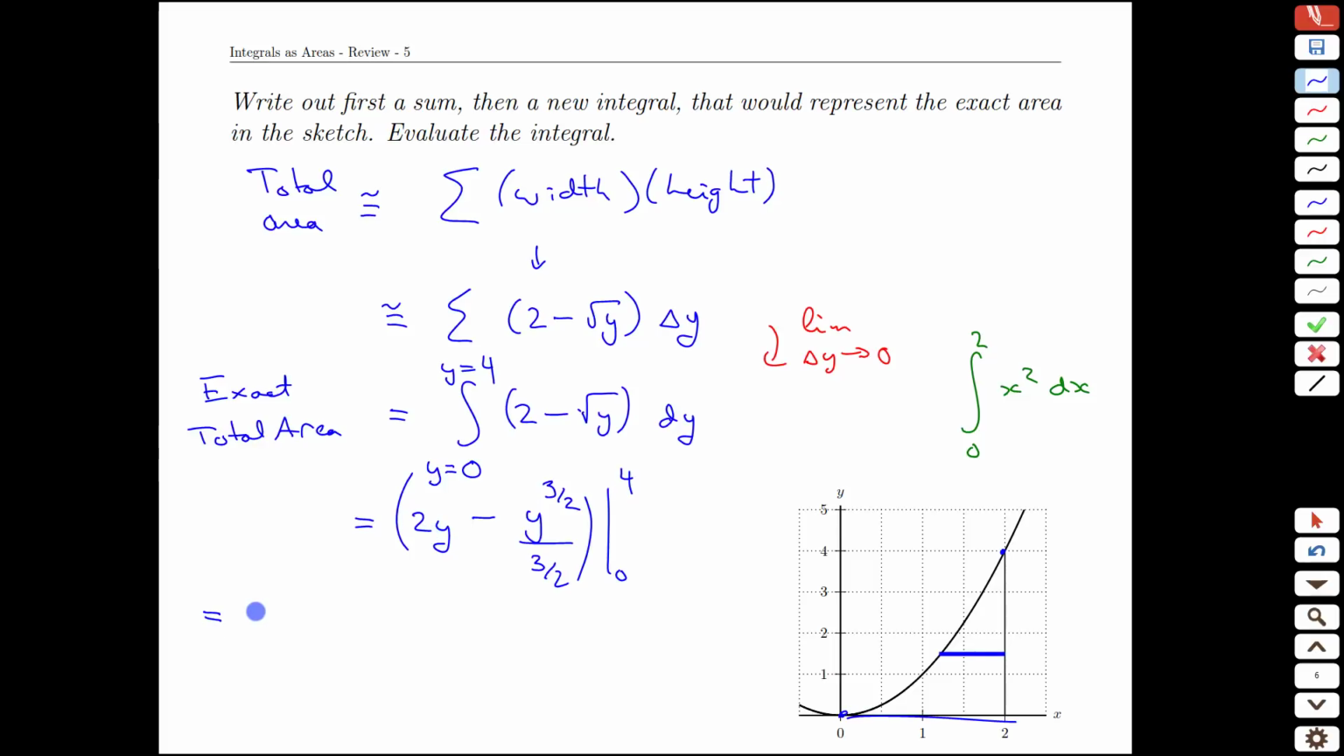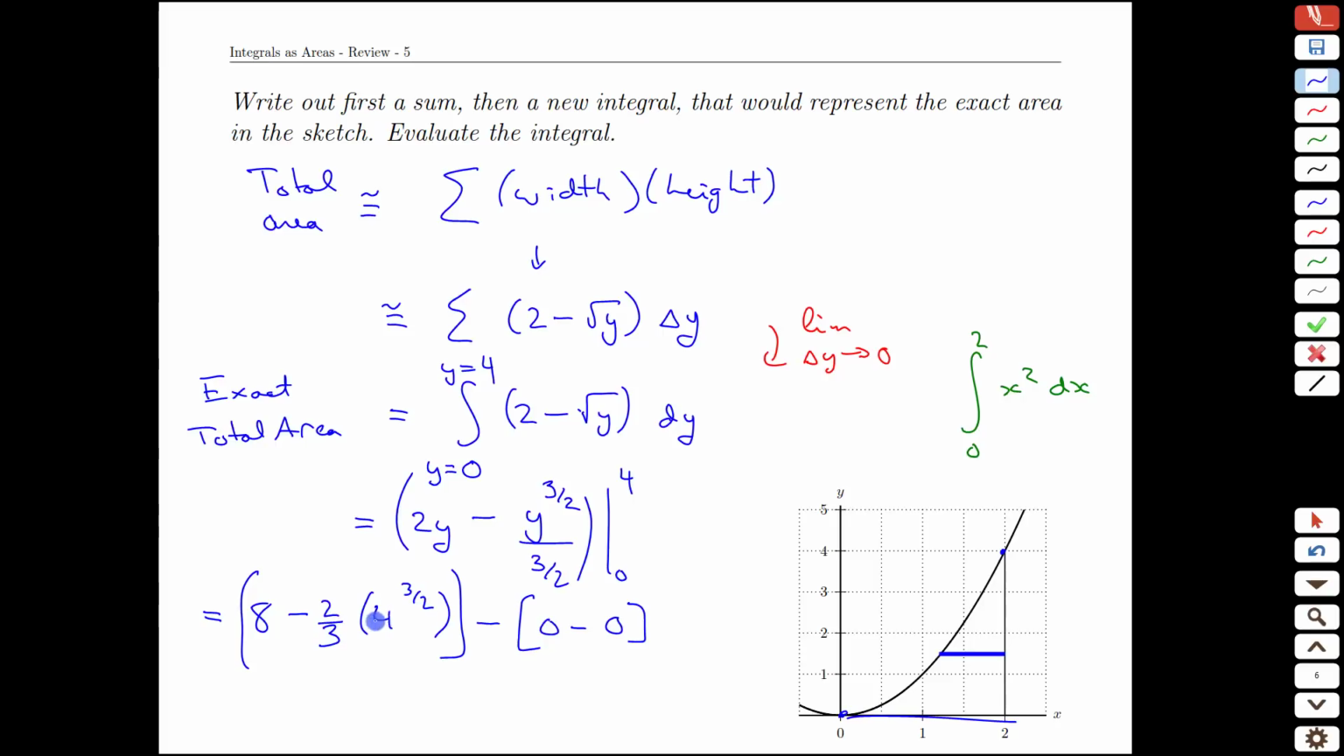We then plug in the values. We're going to have 2 times 4 is 8. And the 3/2 becomes a 2/3 if we write it in the numerator. The y to the 3/2, let's write that as 4 to the 3/2 for a moment. That is what we get by subbing in the 4 into the first and second terms here. Then we also subtract off what we get from subbing in 0 and 0. Well, that's just 0 and 0 here. Well, we're close. We just need to evaluate this.